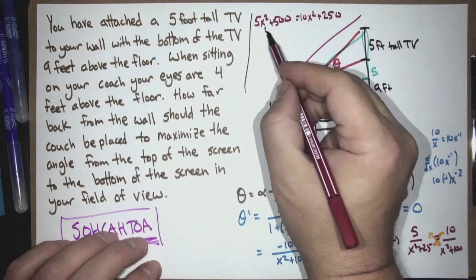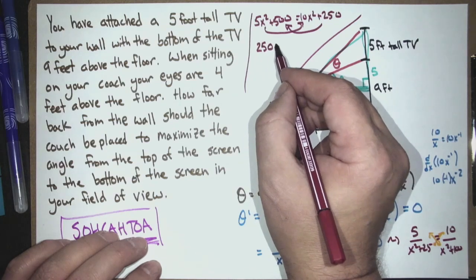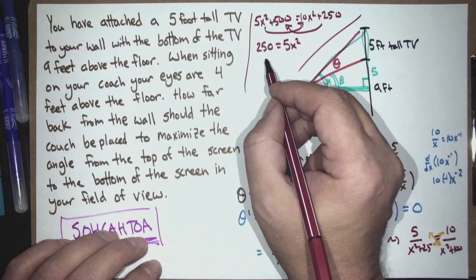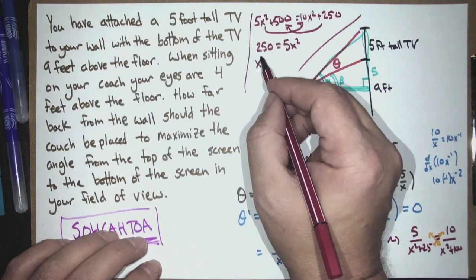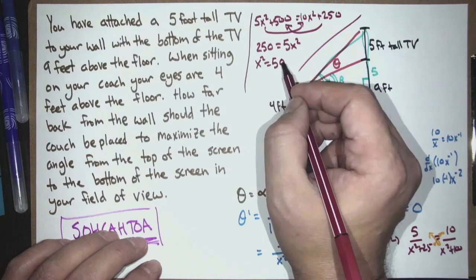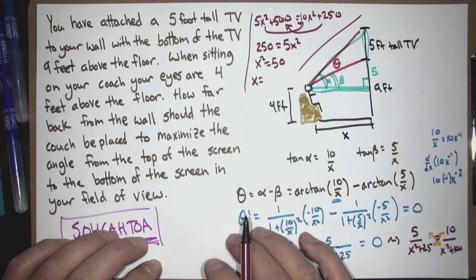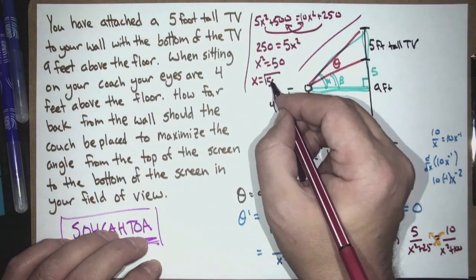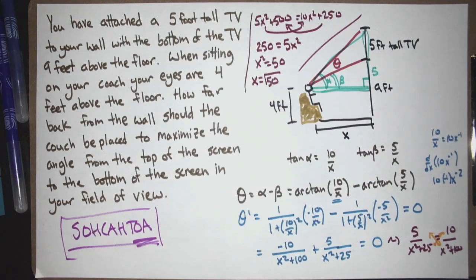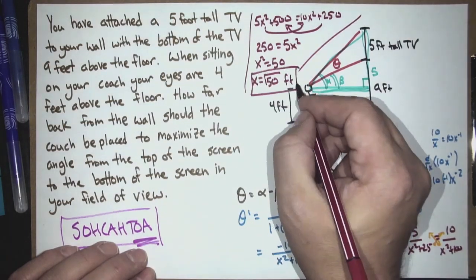Well, move things around. You get 250 is equal to 5x squared. So that says x squared equals 50. So what is x? Square root of 50. Why is it not negative square root of 50? Well, you can't go into the wall. So it's positive square root of 50. So x equals square root of 50 feet.